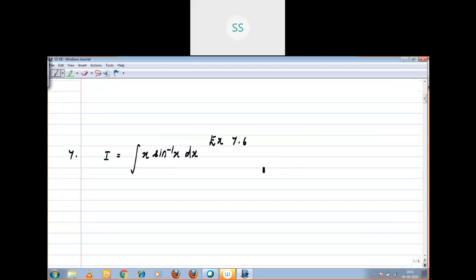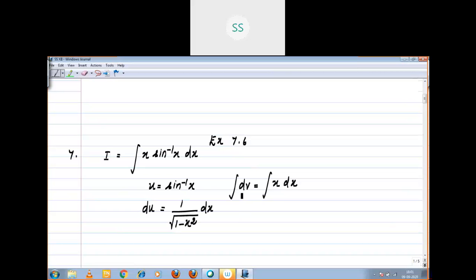Using the highlight, which one do you consider as u? Highlight, inverse trigonometry. So u equals sine inverse x. Then the rest comes under dv. Integral dv equals integral x dx. When you assume u, you do the differentiation with respect to x. du equals 1 by root of 1 minus x square into dx.